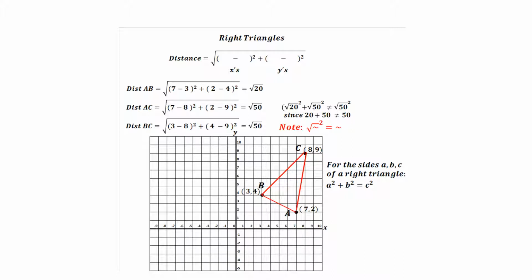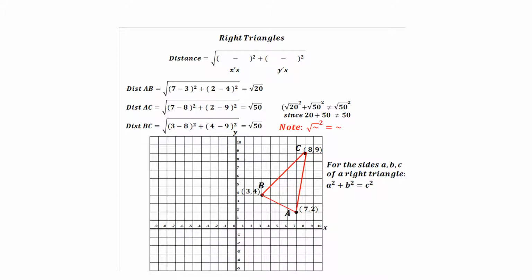Now we'll do the distance AC. The x values are 7 and 8, and the y values are 2 and 9. So we got 7 minus 8 squared plus 2 minus 9 squared. Now we have 1 squared, 1, plus a -7 squared is 49, so that's the square root of 50.